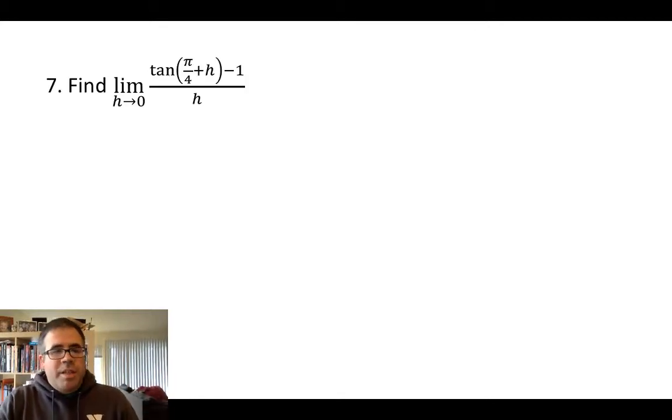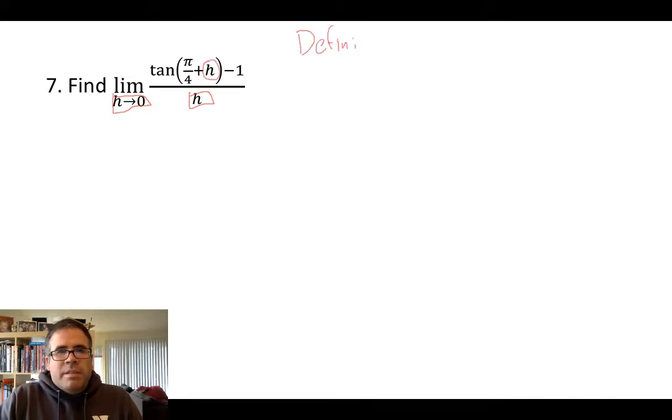We want to find the limit as h goes to 0 of tangent of pi over 4 plus h, minus 1, over h. Now this initially looks very scary because you haven't done limits in a while, and this looks like a nasty limit, but there's a couple hints. This h goes to 0 and h in the denominator, plus, inside the parentheses here, this plus h, suggests that this might be a definition of the derivative problem.